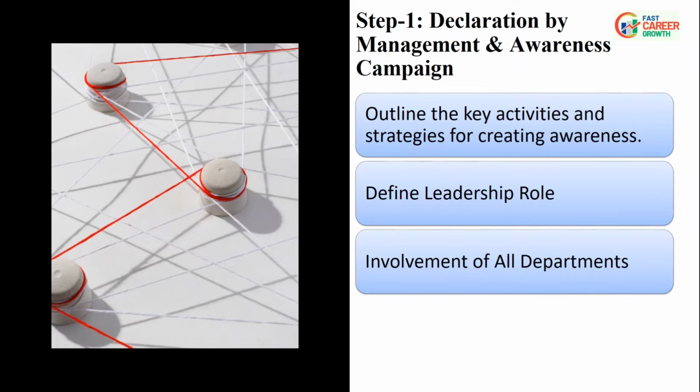Next is involvement of all departments. Ensure involvement of all departments, not just production. Explain how each department plays a role in creating awareness. Every employee should understand the significance of TPM and its benefits. It's crucial to remember that TPM isn't just about machinery, it's about people and their involvement in the process.